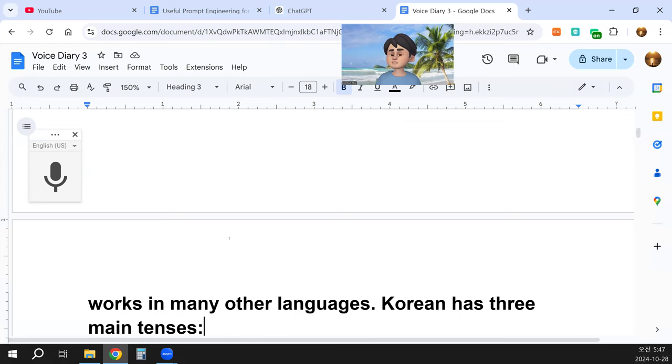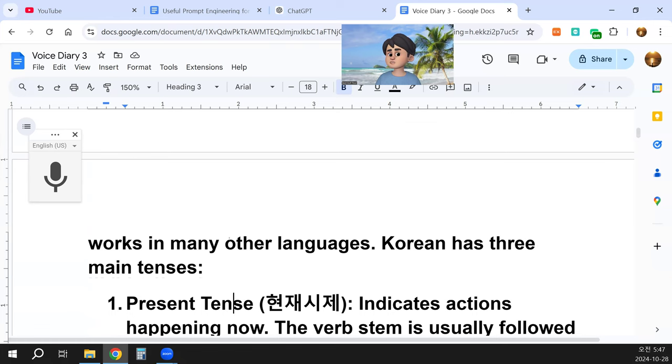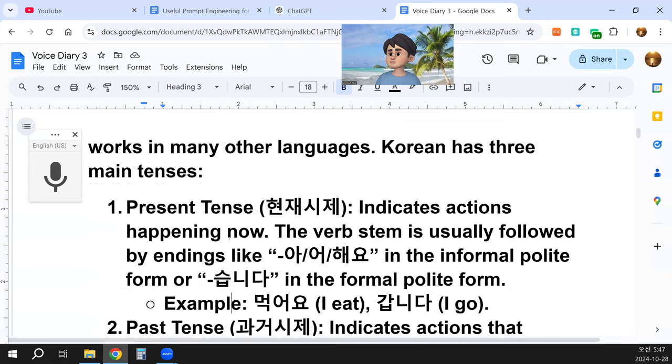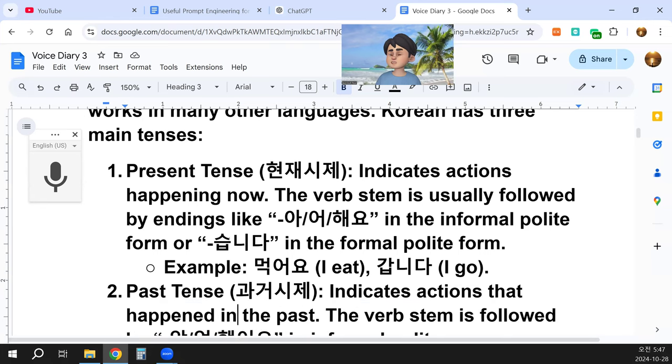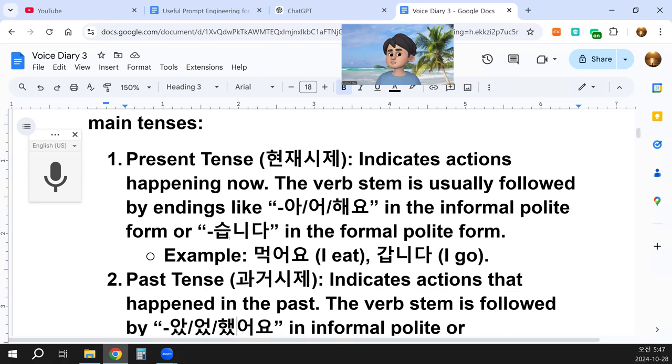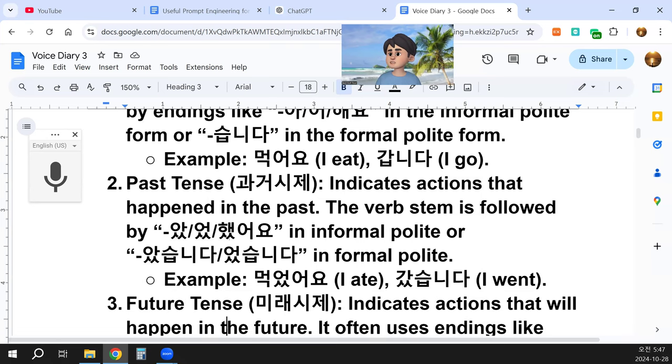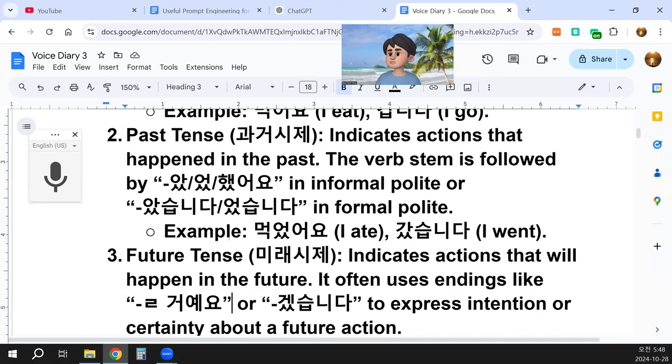In many languages, the main tenses are these. Present tense indicates an action happening now, and the verb will be followed by an ending like this. Past tense indicates an action that happened in the past, and the verb will be in the past form. Then I added future tense, which indicates an action that will happen in the future. It also includes an ending like that.